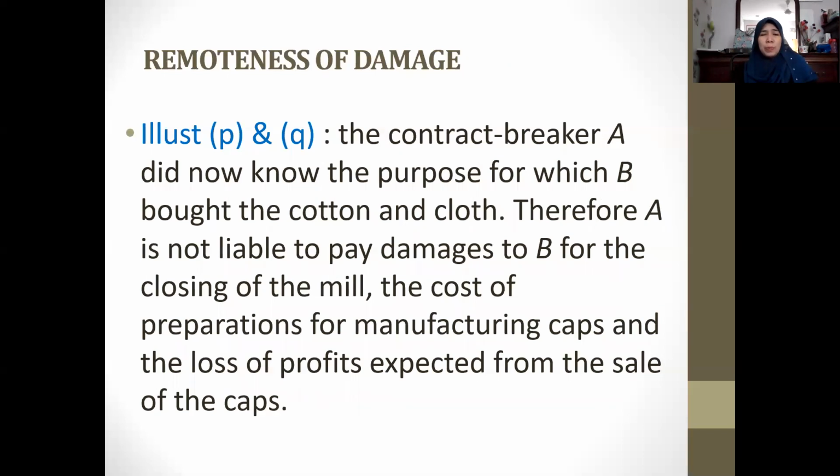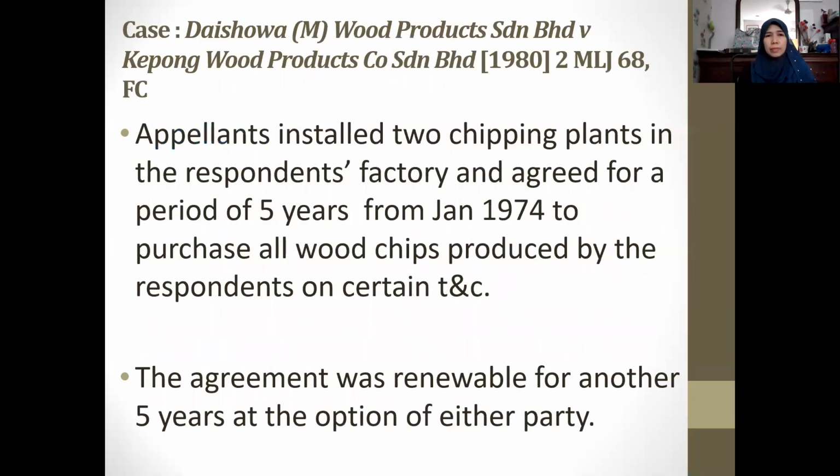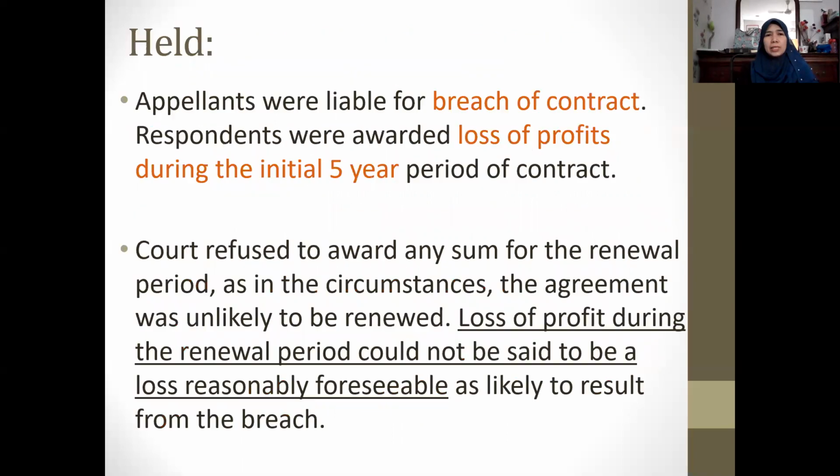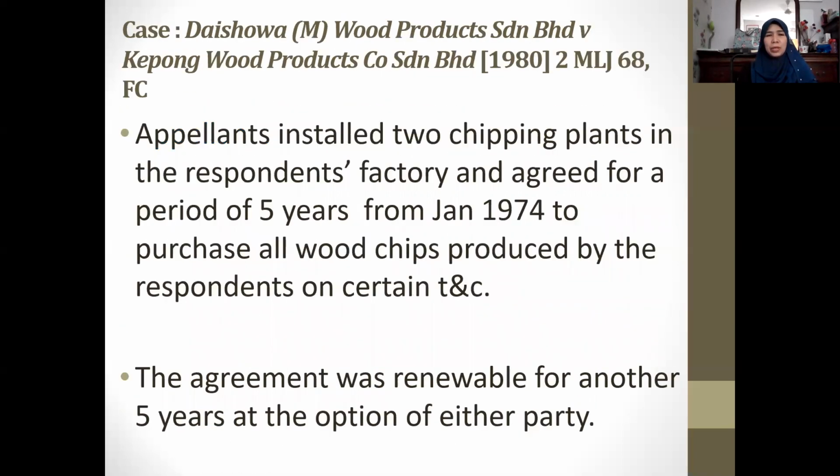Therefore, A is not liable to pay damages to B for the closing of the mill. So the cost of preparation for manufacturing caps, that one for illustration Q, and the loss of profit expected from the sale of the caps, unless everything is made clear to the contract breaker from the very beginning, then whatever losses later can be claimed from the contract breaker. That's the case. We're going to discuss the case before we end part 3. This is the case on remoteness, also related to the second limb.